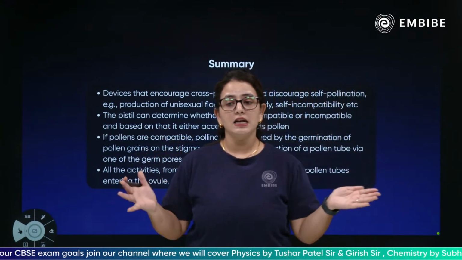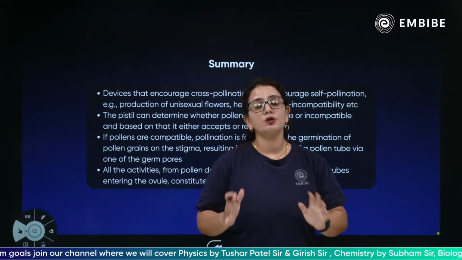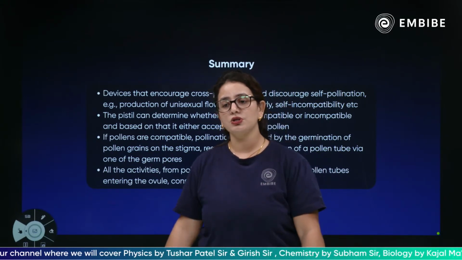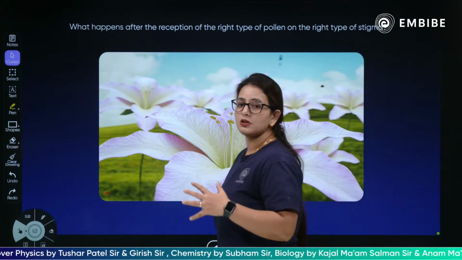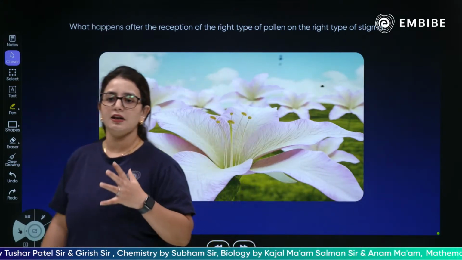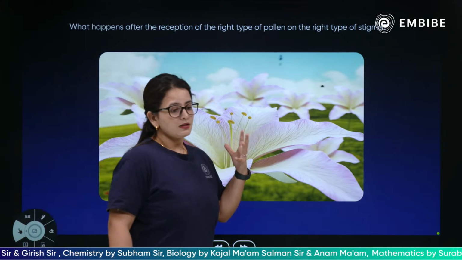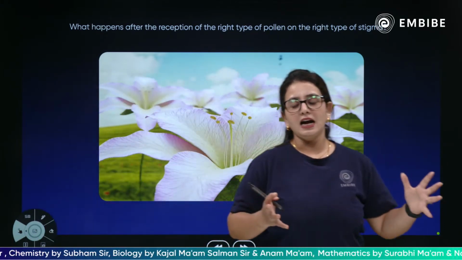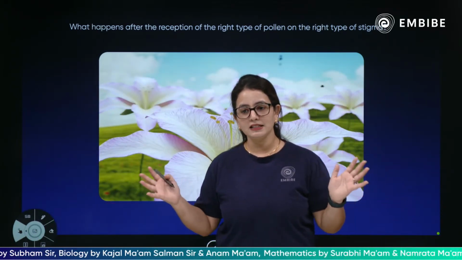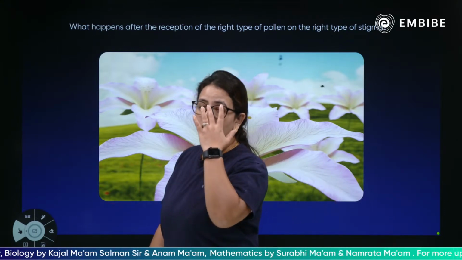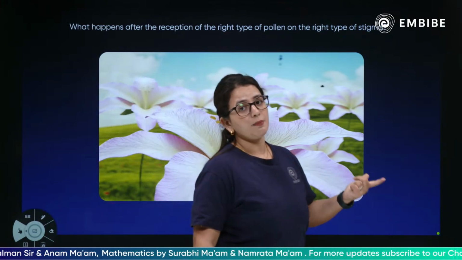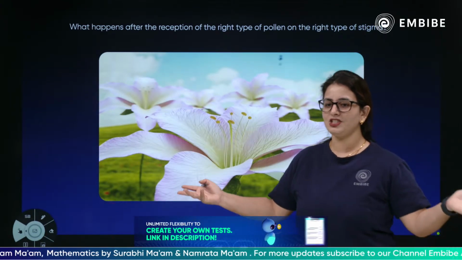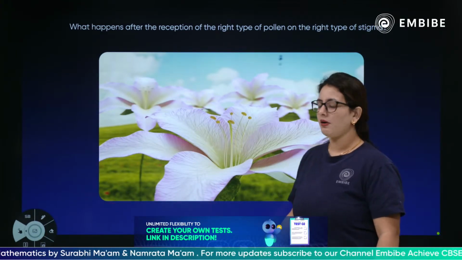We are also going to discuss the artificial method. We are going to meet again tomorrow. But before you go, children, let me tell you about this. What happens if the right type of pollen and the right type of stigma come in contact with each other? We are going to discuss that also. Of course, fertilization will happen.